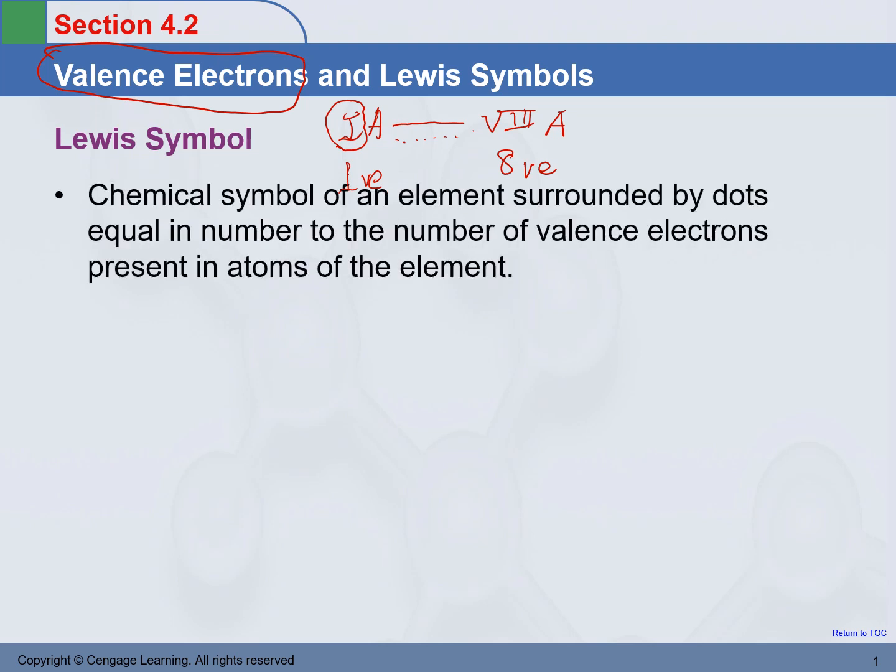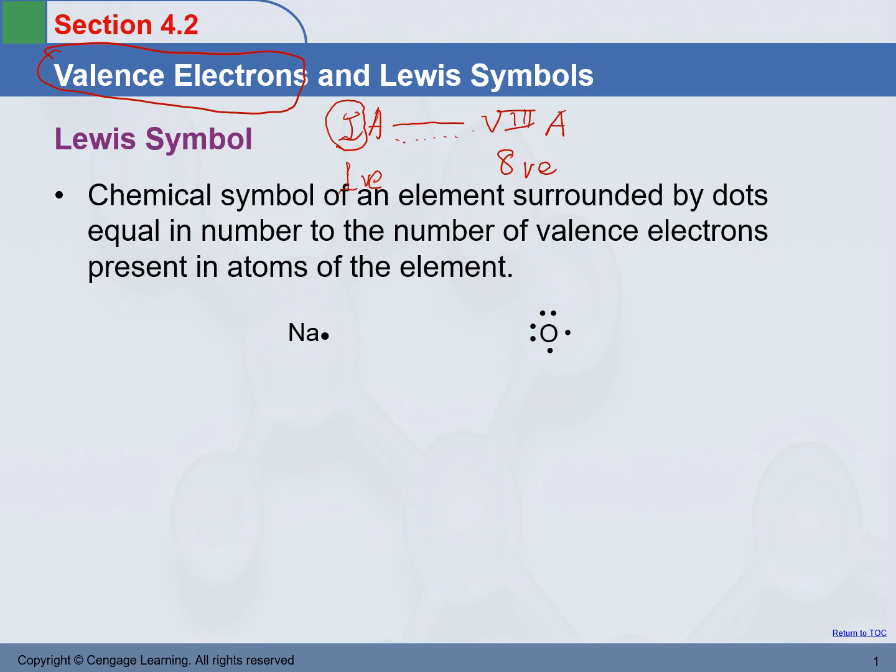Chemical symbol of an element surrounded by dots equal in number to the valence electrons in the atom. Sodium is in column 1A. It has only 1 valence electron, so you put 1 dot around the sodium elemental symbol. That's the Lewis symbol for sodium.